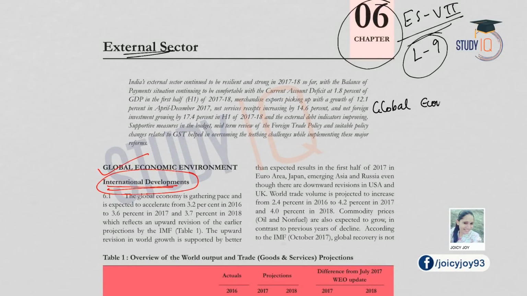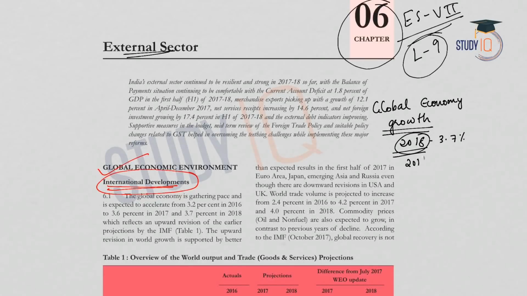If we look at the global economy growth, it is estimated to be 3.7% in the year 2018. In 2016, it was only 3.2% and in 2017, it is 3.6%. So, in the global economy, we are expecting a growth rate of 3.7%.